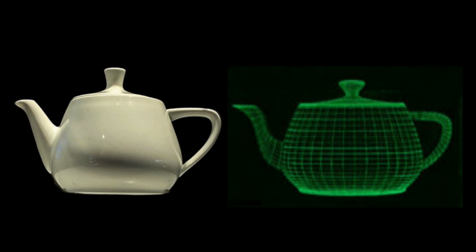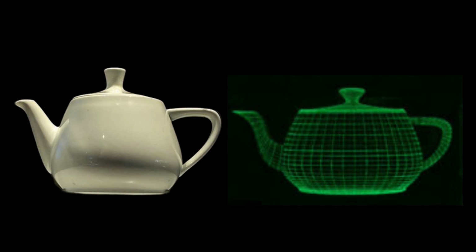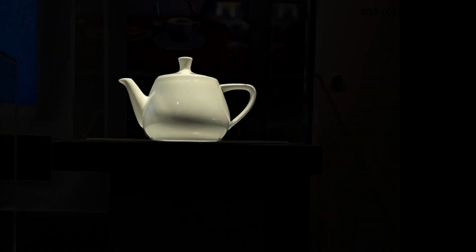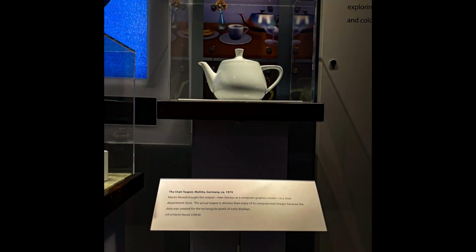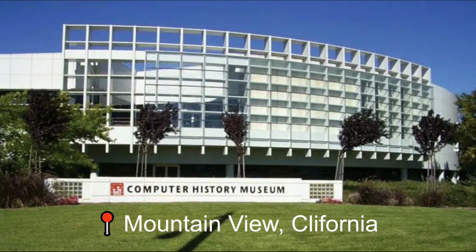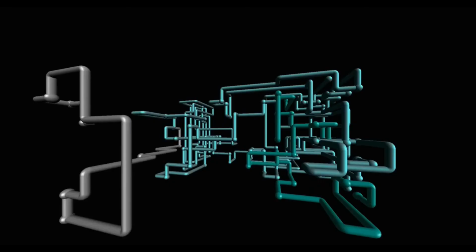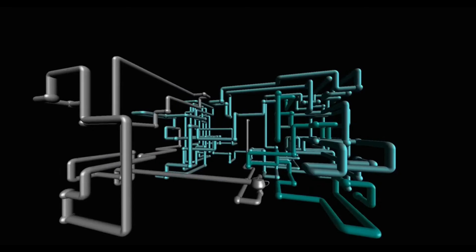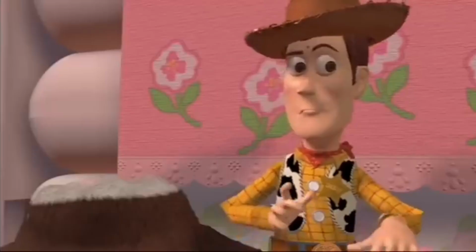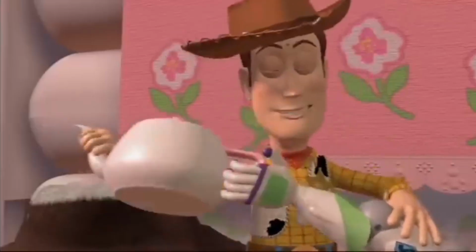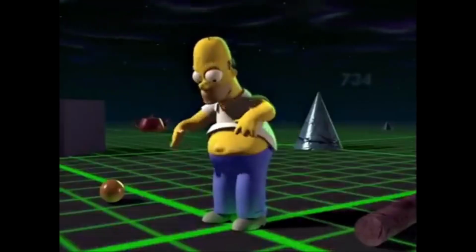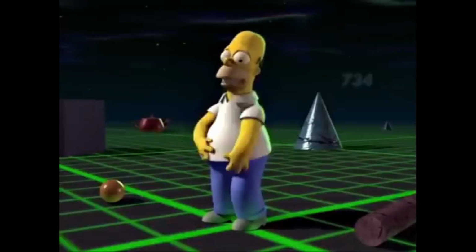It is now 25% shorter than the original physical teapot, which is currently in the Computer History Museum in Mountain View, California, because of its contribution to computer graphics. And for the same reason, the 3D model also shows up as an Easter egg in many different 3D graphics media, because 3D graphics wouldn't be where they are today without it.